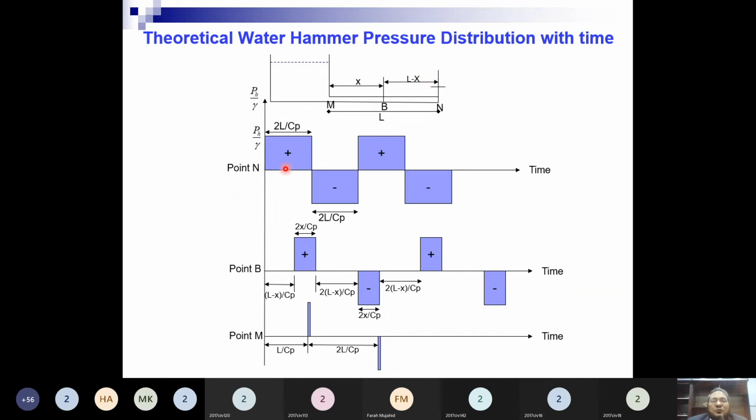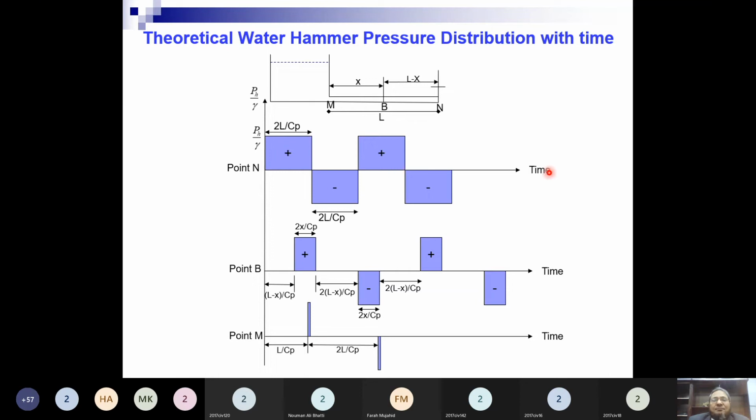Now we want to first of all plot the water hammer pressure head distribution at point N. Point N कौन सा है? Which place it is? Point N. हाँ जी? जिधर valve है. जी, जहाँ valve लगा हुआ है. Now you see, once we instantaneously close the valve, how much pressure head will develop at the valve? So it will be pH over gamma. What is pH over gamma? Water hammer pressure head.